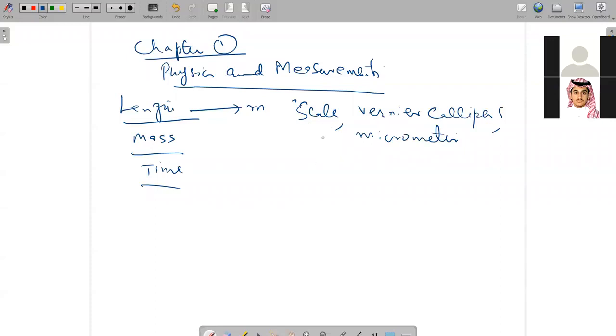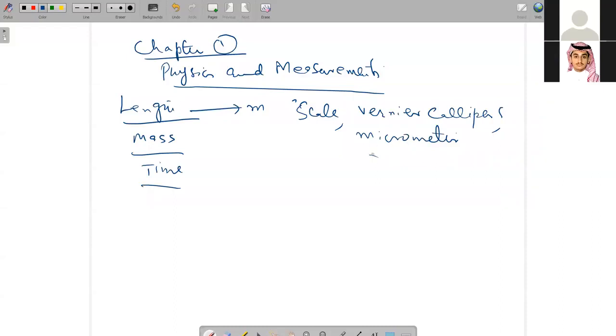So with a scale, you can measure up to 1 centimeter. But if you want to go to a lower value like millimeter, you can use the vernier caliper, and the micrometer is especially used for micrometer measurement. And similarly for mass, we are using the balance. Balances are of many kinds.